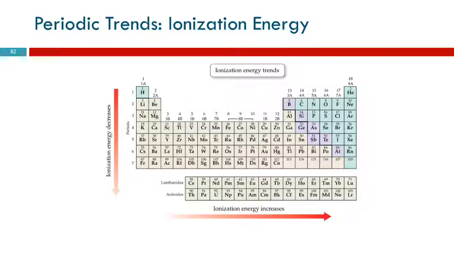So here's trends in ionization energies. As we go across, it becomes harder to remove an electron. Ionization energy increases. As we go down, it becomes easier. Ionization energy decreases. So the trend here is exactly opposite to the radius.